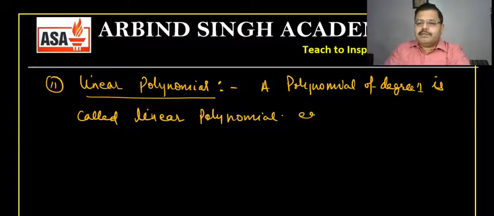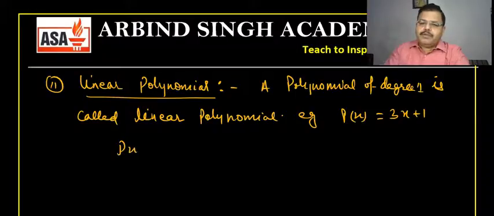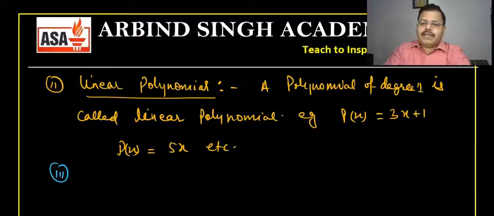For example, p(x), a polynomial in x, described as 3x plus 1, or a polynomial like 5x only, is also a linear polynomial. Here the maximum power of x is 1 only, so this is described as a linear polynomial. The third one is the quadratic polynomial.